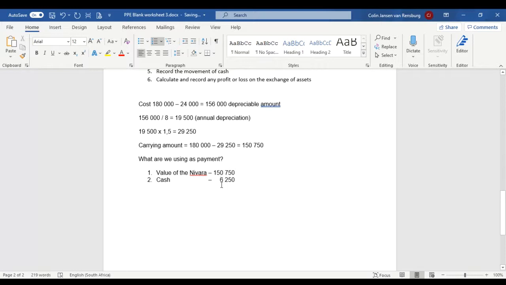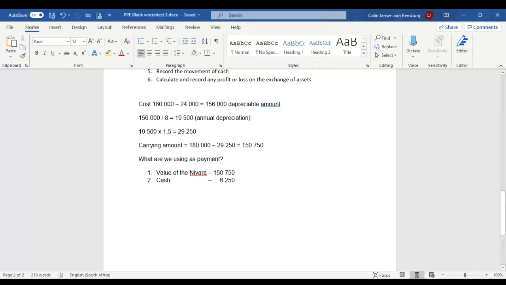Right, so those are the two amounts that we are actually paying in. So if we add them together, what do we get? 157,000. Thank you, Landela. So let me just type it in there.